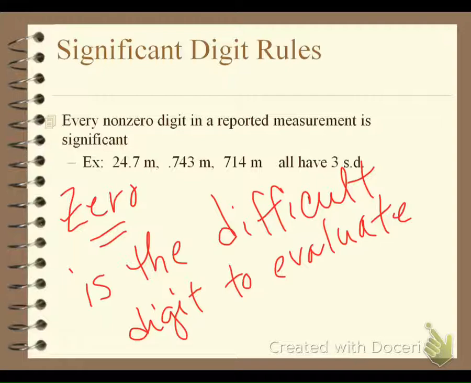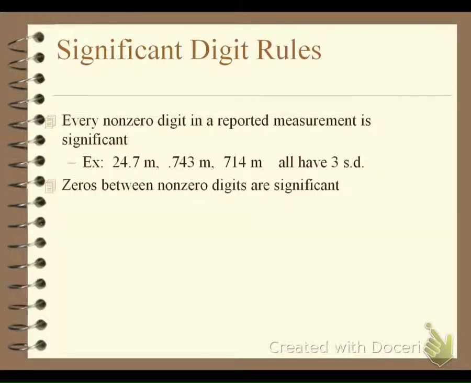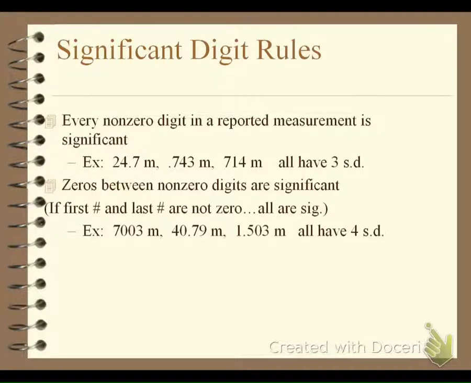First case is if zeros are between non-zero numbers. In other words, the first and the last number aren't 0. Everything was measured. All numbers are significant. So each of these examples have 4 significant digits.